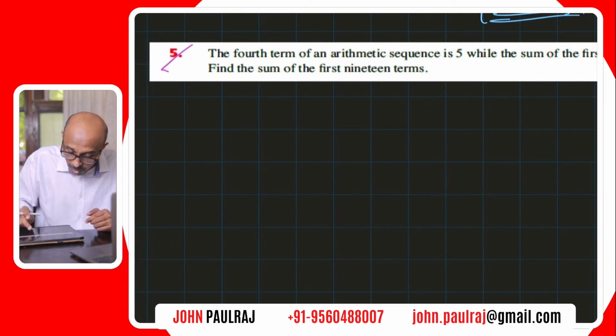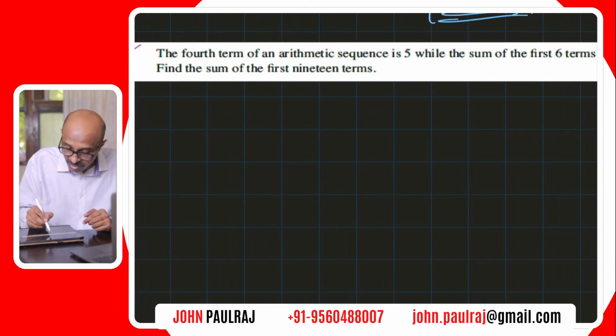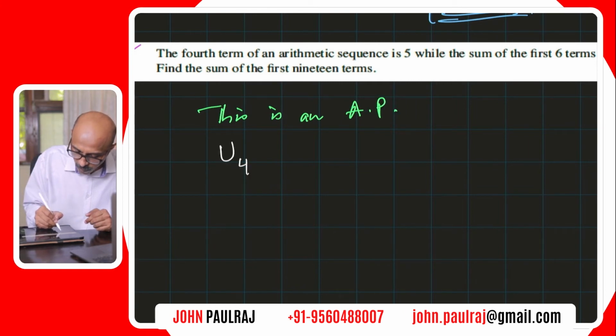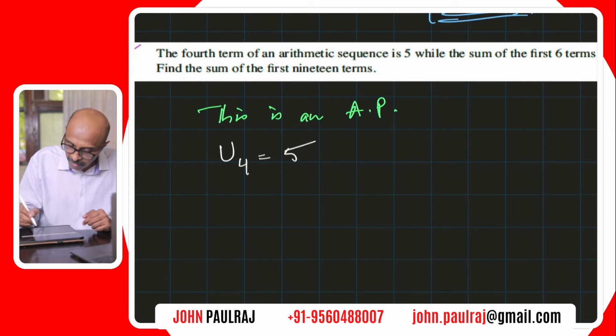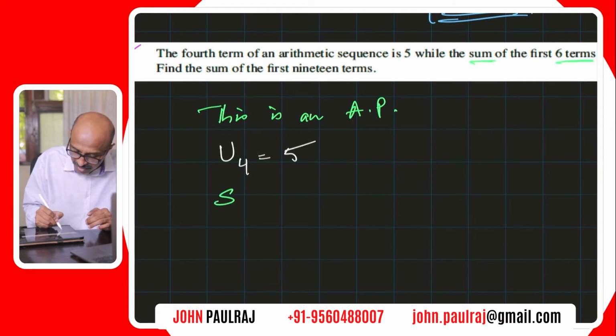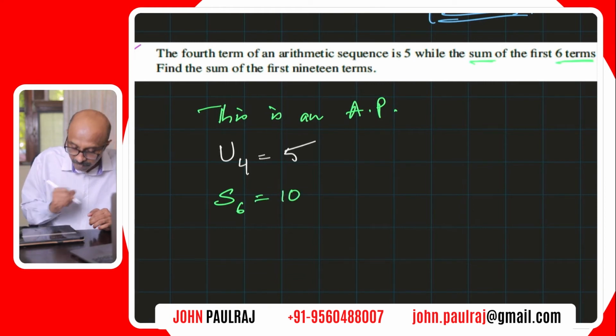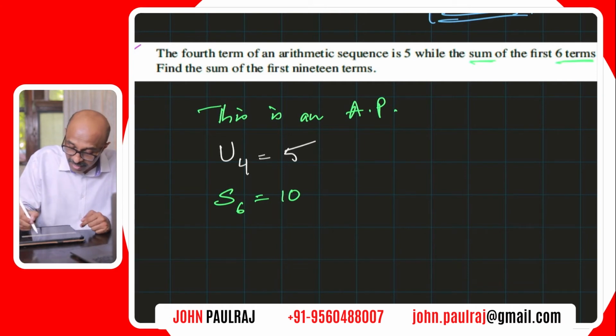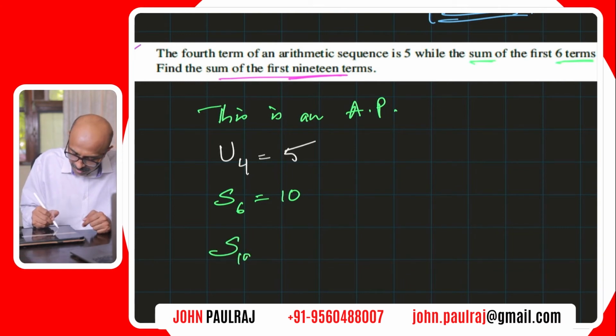And this says that the fourth term of an AP, or an arithmetic sequence, is 5. So we write down what's given, okay? We say that this is an AP, and they're saying that the fourth term, U4, is 5, right? Okay, while the sum of the first 6 terms, that means S6, is 10. Cool? So they've given the fourth term and they've given the sum of the first 6 terms. And they have asked us to find the sum of the first 19 terms. The question asks us S19.